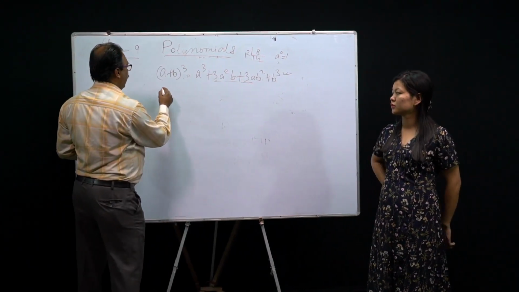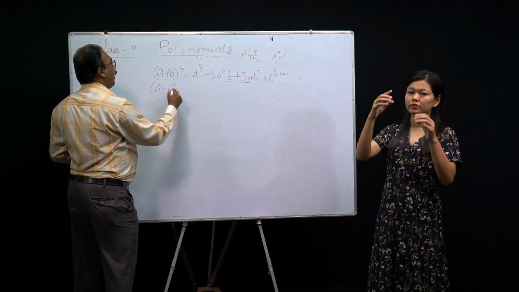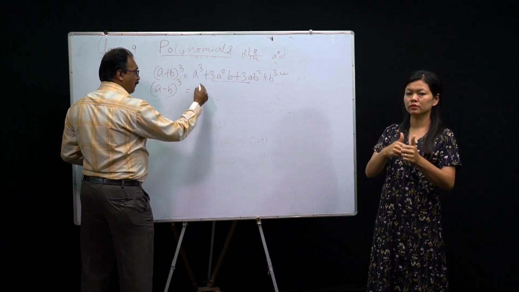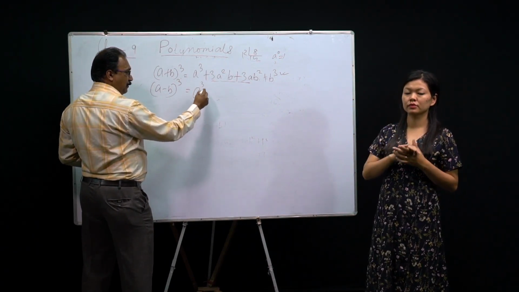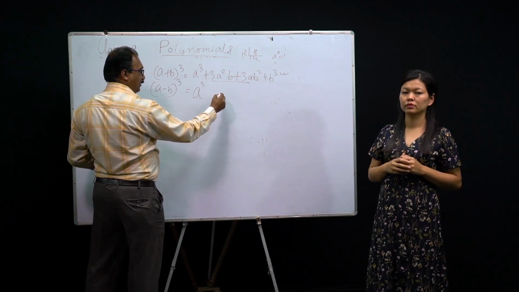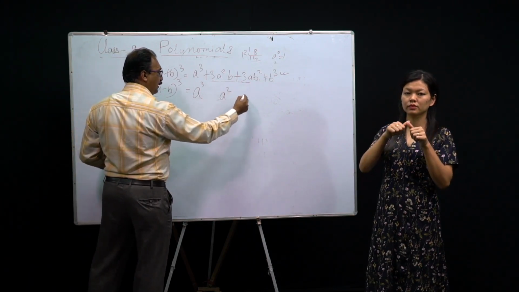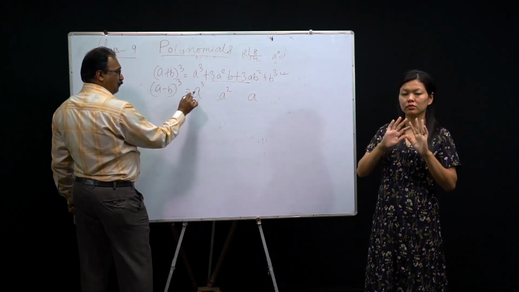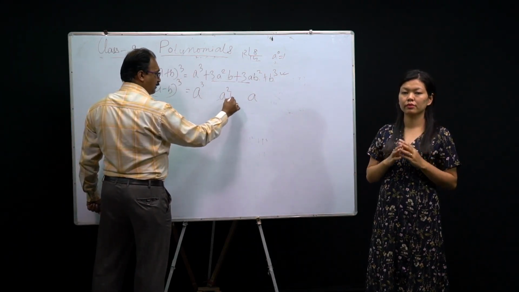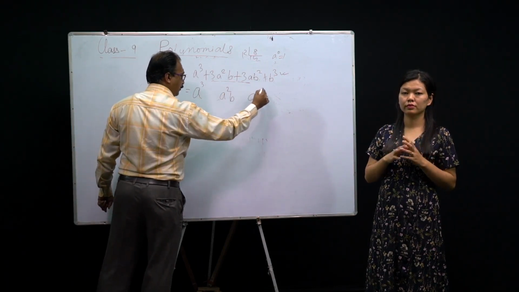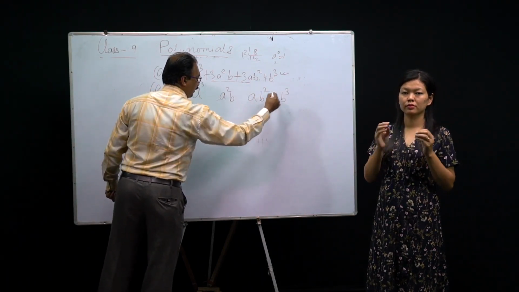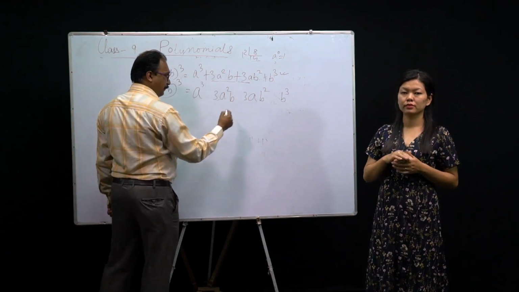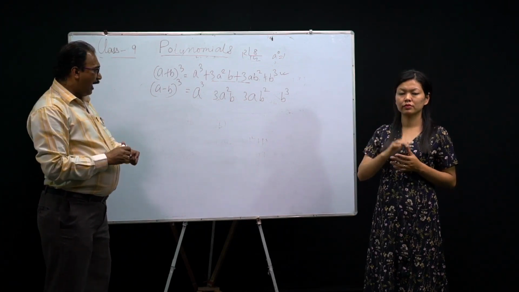Now look at here. (a minus b) whole cube. What do you have to do? Same thing. See how they are writing. a power 3, b power 0. I don't write b power 0. Then a power 2, a power 1. No need to write a power 1. And a power 0 is not there. Now b power 0, b to the 1, b to the power 2, b to the power 3. And the middle two will be 3, 3. Understand?